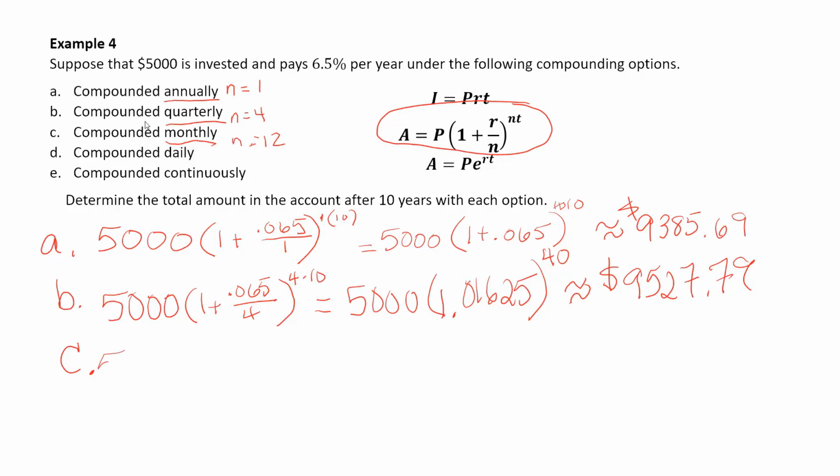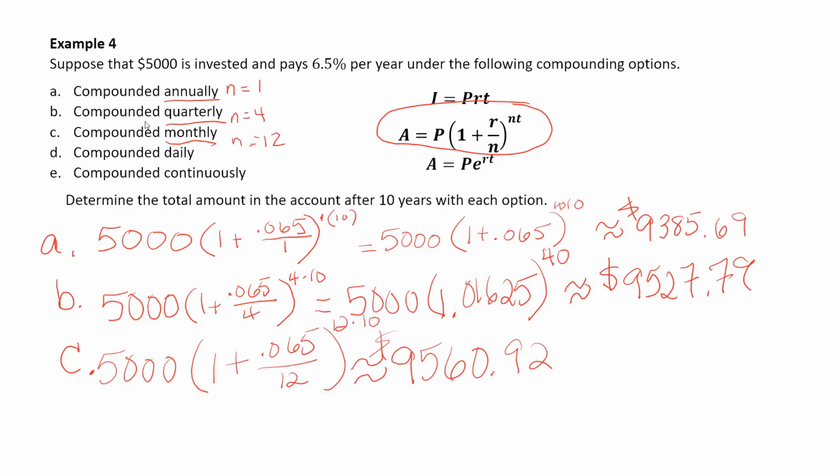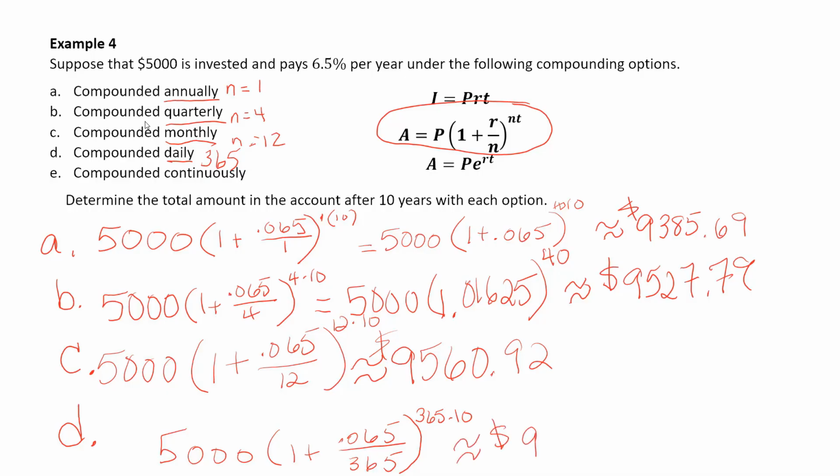C, if you get it compounded monthly, that means that they do it 12 times a year. So n is 12, and you would do that same exact formula. And now it will be raised to the 12 times 10. And so that comes out to be about $9,560.92. And then if you do it daily, that's going to make n 365. And if you do that and you multiply it all out and stick all the numbers in, then you are going to get about $9,577.15.